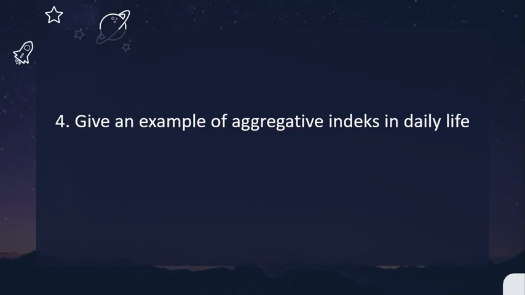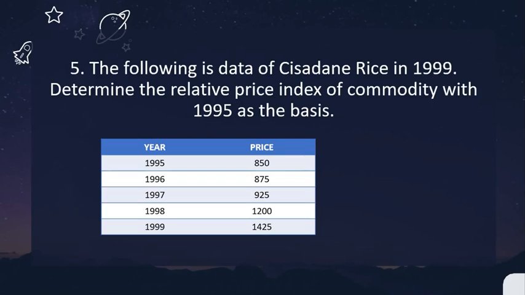4. Give an example of aggregative index in daily life. Index numbers include price, quantity, and value index. An example of its use is in calculating the price index of certain food commodity over a certain period of time. Number 5. The following is data of Cisadane Rice in 1999. Determine the relative price index of commodity with 1995 as the basis.